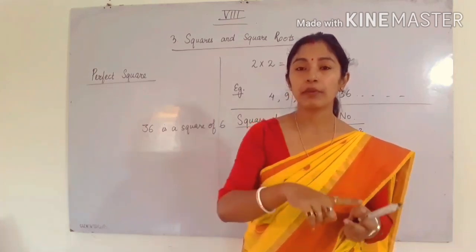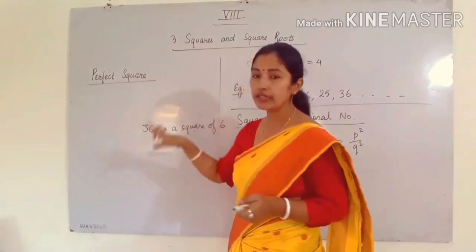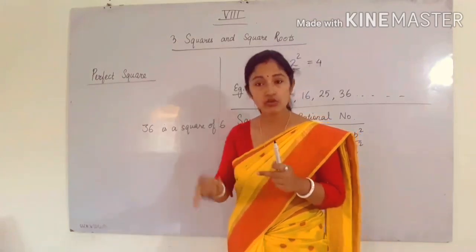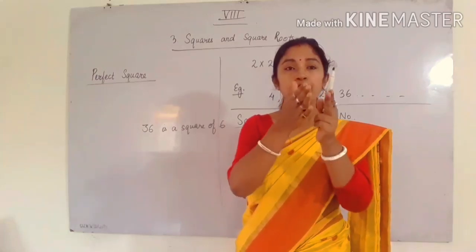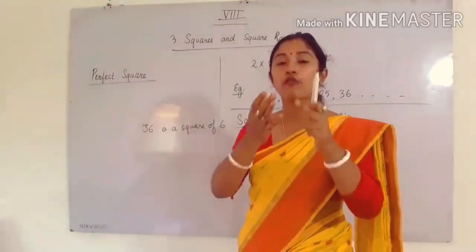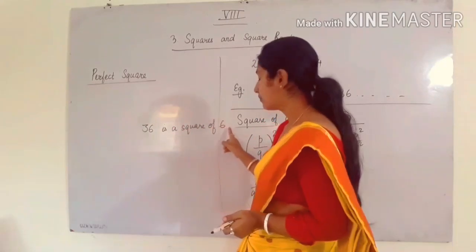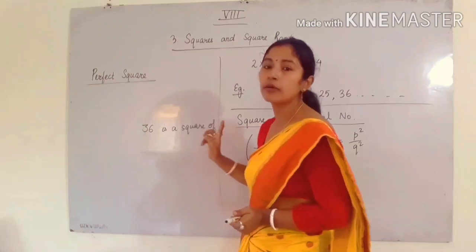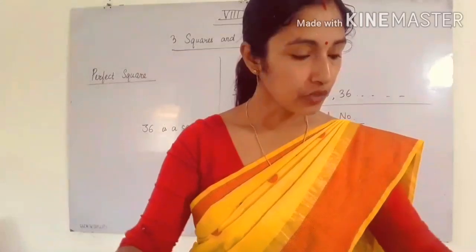So in the previous topic we have learned that 36 is a square of 6, or we can say 4 is a square of 2, but as well as it is a square of a negative number, that is minus 2. For example, if I write 4 is a square of 2, that will be a correct statement, but also we can write 4 is a square of minus 2. So here I can add one more thing, that is 36 is a square of 6 as well as minus 6. Okay.